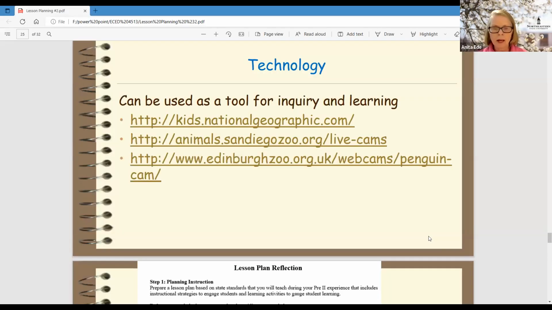Here we go. You can play with these yourself, but the Edinburgh Zoo is a wonderful zoo, and I've seen great things on there. The problem is that it's nighttime when you're in class, so it's really dark looking.